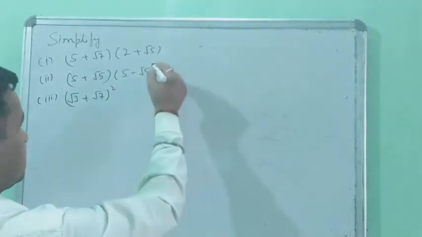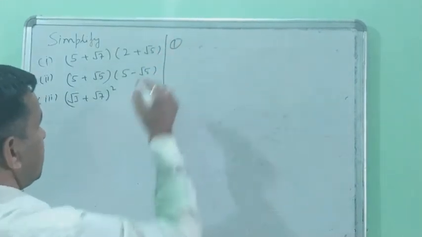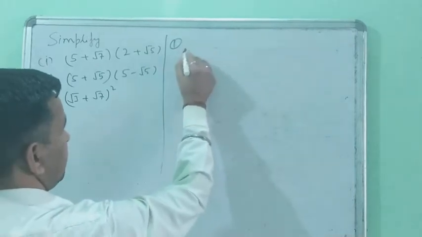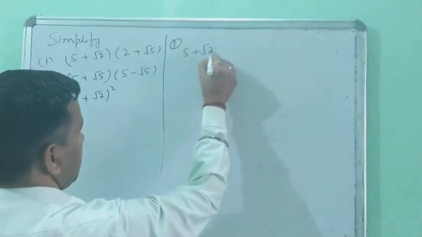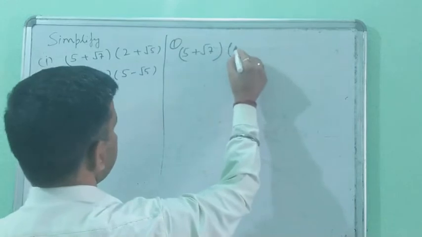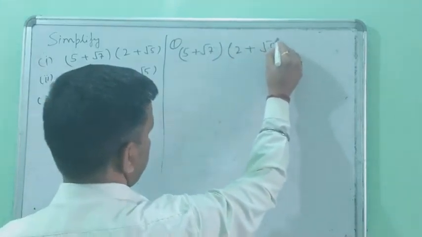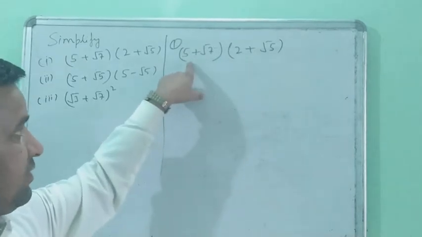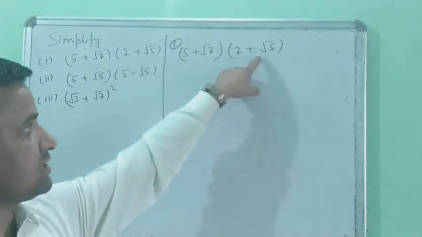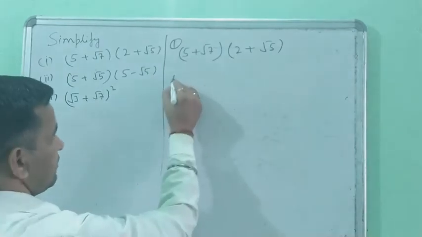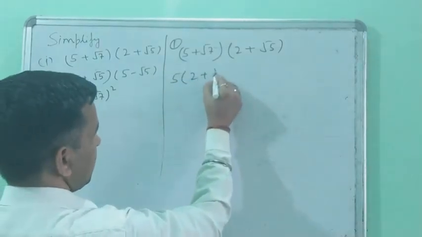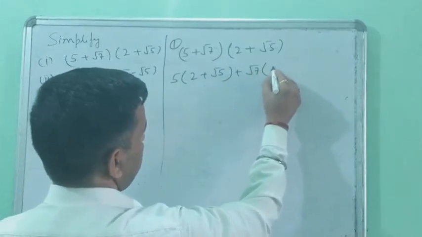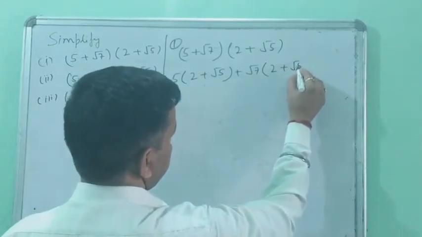Yes, now start the solution. First question: when you multiply 5 plus root 7 by 2 plus root 5, what result comes? First of all, you will multiply 5. 5 is a rational number and 2 plus root 5 is an irrational number. First multiply by 2 plus root 5. Second, plus root 7 and 2 plus root 5.